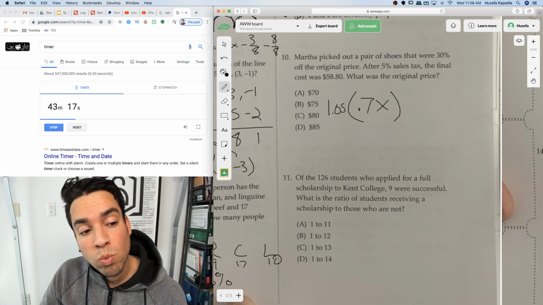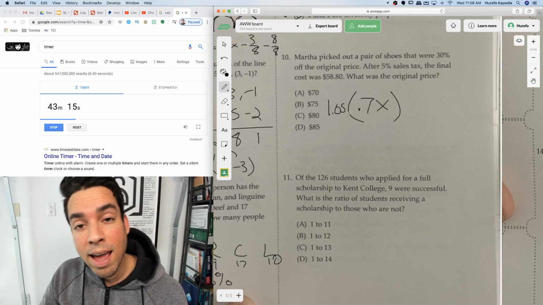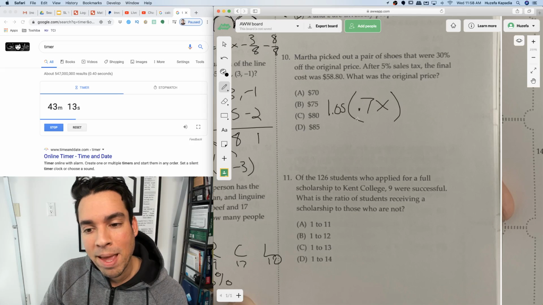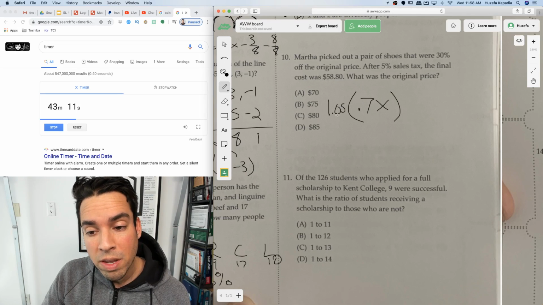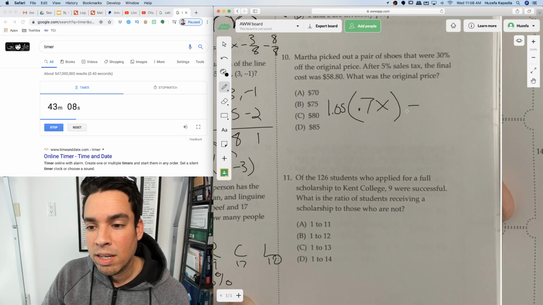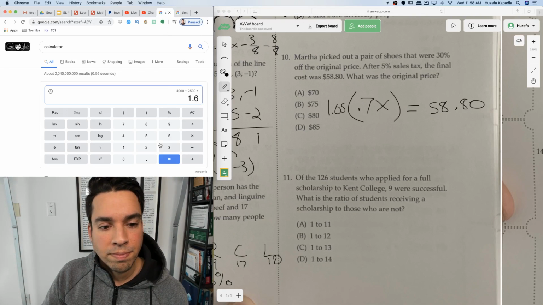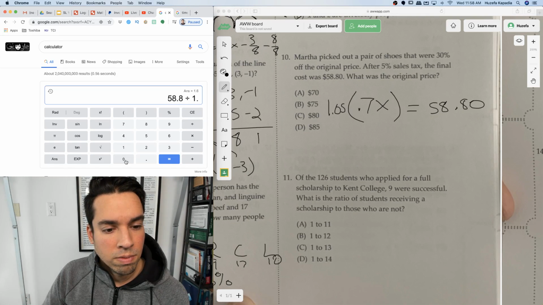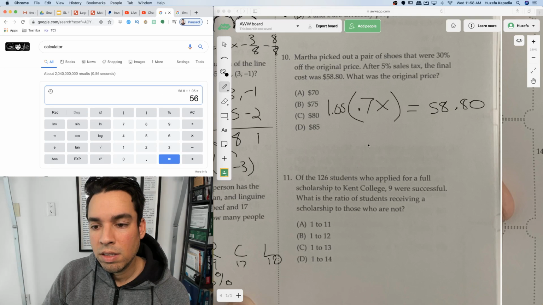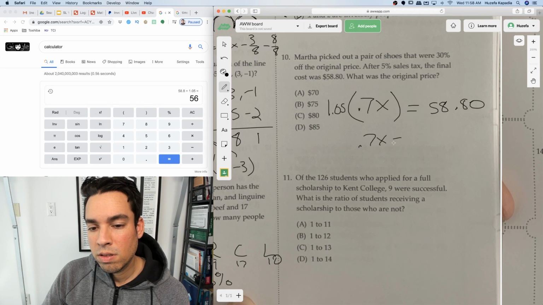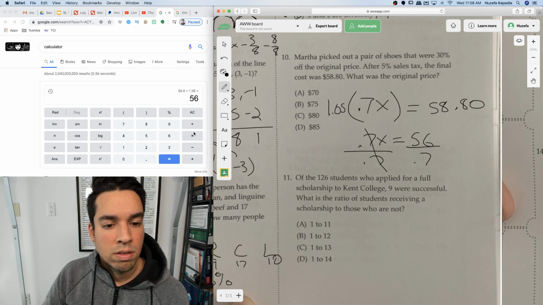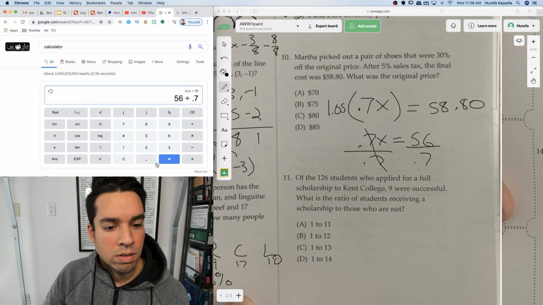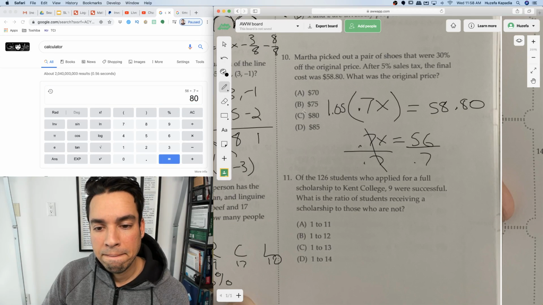Sometimes people ask, why is it 1.05, not 0.05? Because I'm adding 5%. I'm not just finding 5%. I'm adding 5% to the original. The original is the 1, and that 0.05 is what we're adding on. And this equals our final price. And then this is just a variable isolation problem. So first 58.8 divided by 1.05 is 56. And then we divide by 0.7, which gives 80.